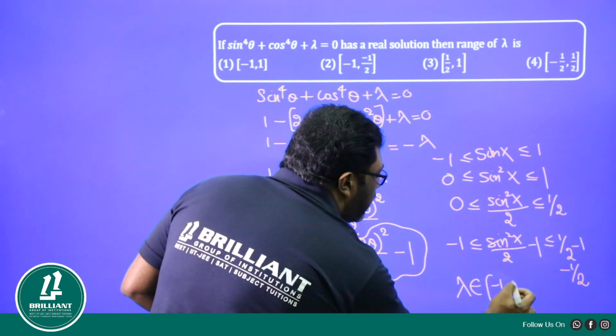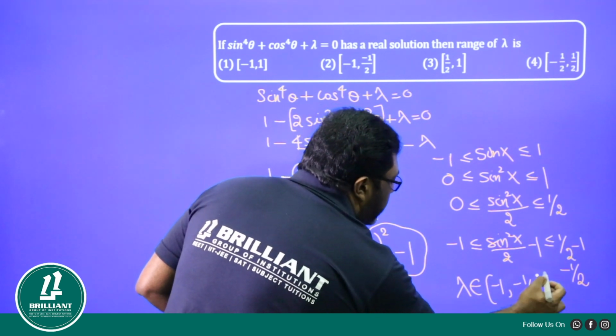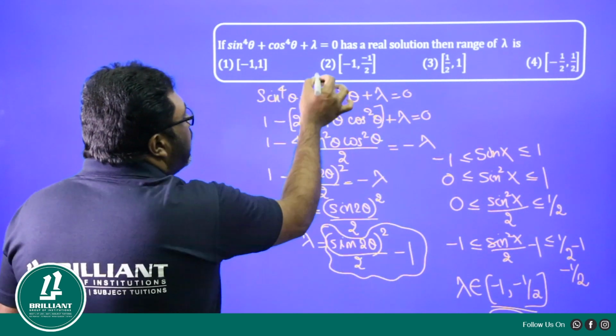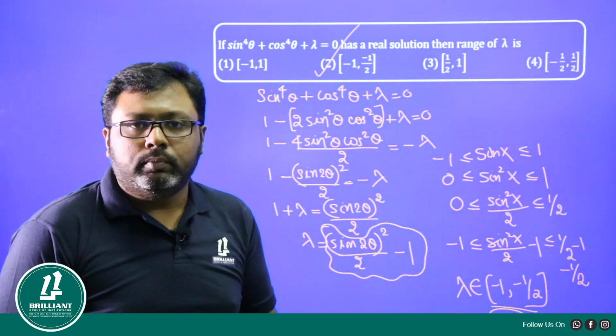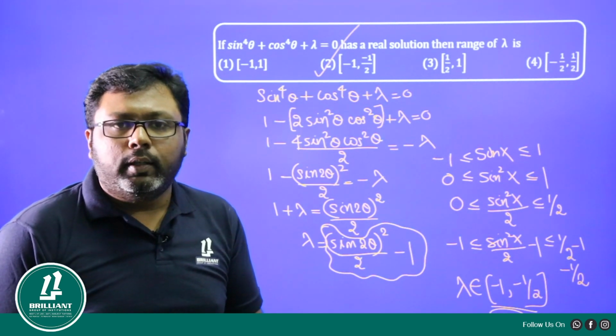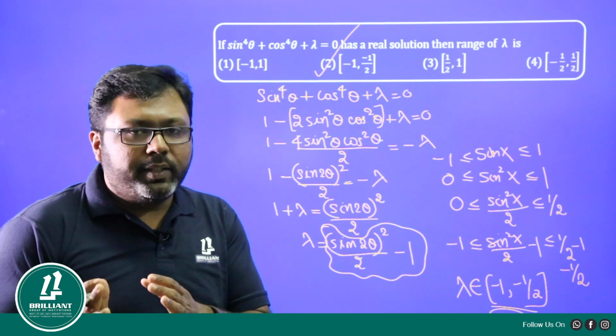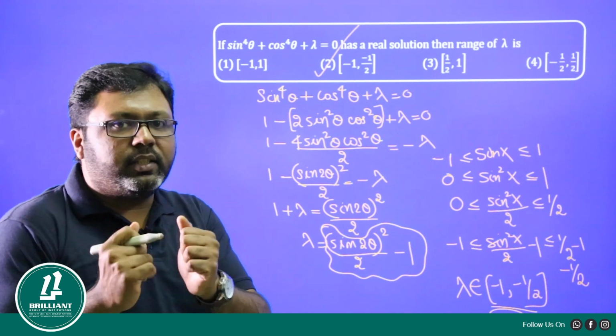Lambda belongs to minus 1 to minus half. Option 2. Is it understood, all of you? Okay, I hope it's clear, right? Can we move to the next question now?